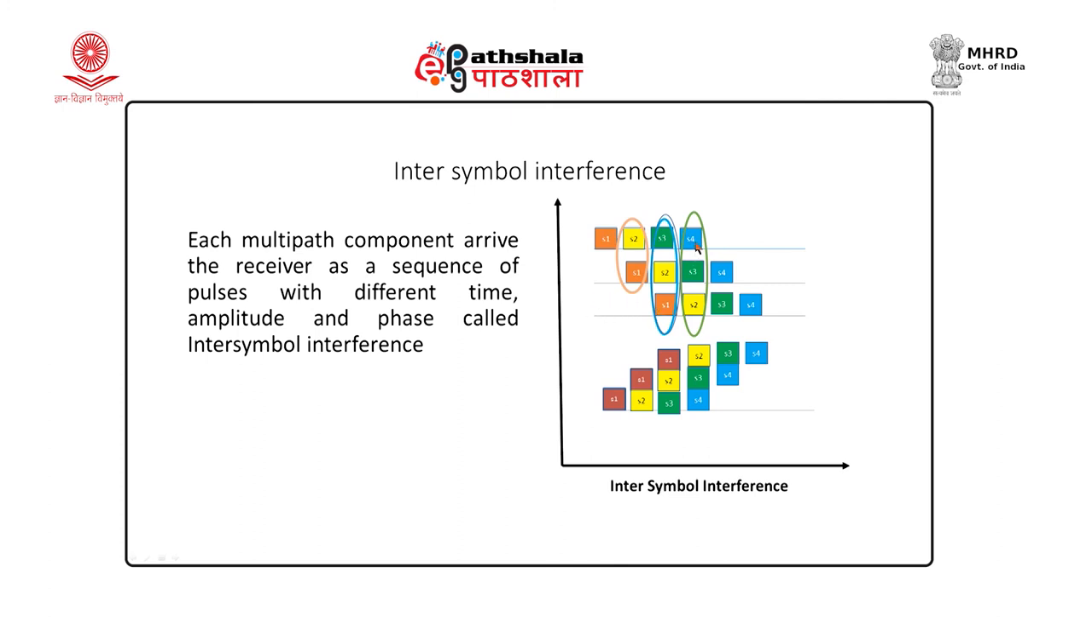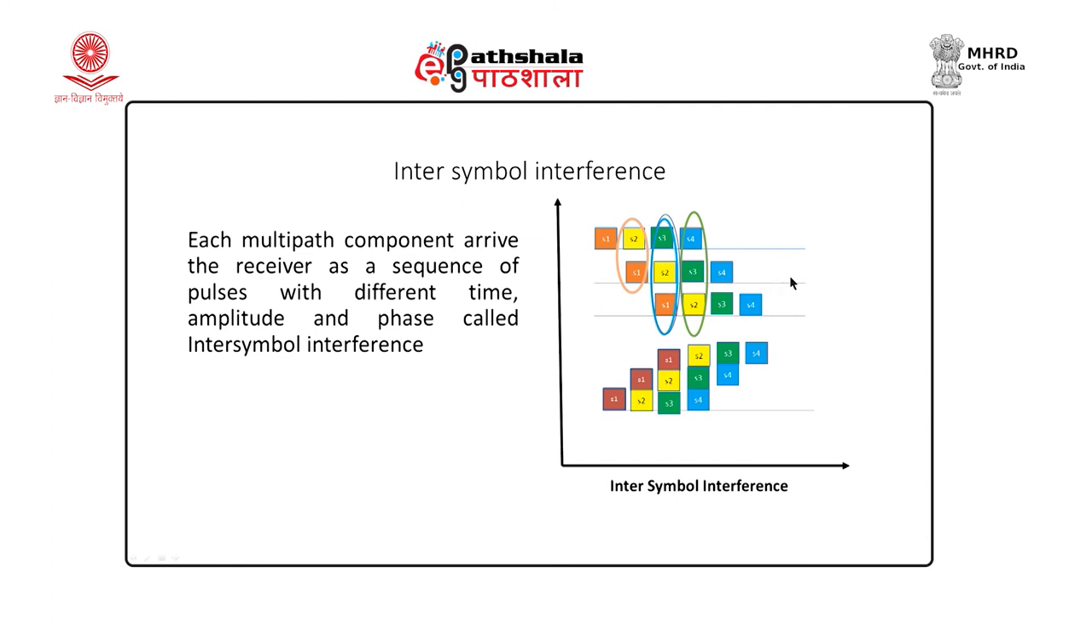So, when the third symbol of the first path or the second symbol on the second path has been sent, the first symbol on the third path is being sent. So, you can see that this is happening due to delay. The delay along the first path is almost 0.